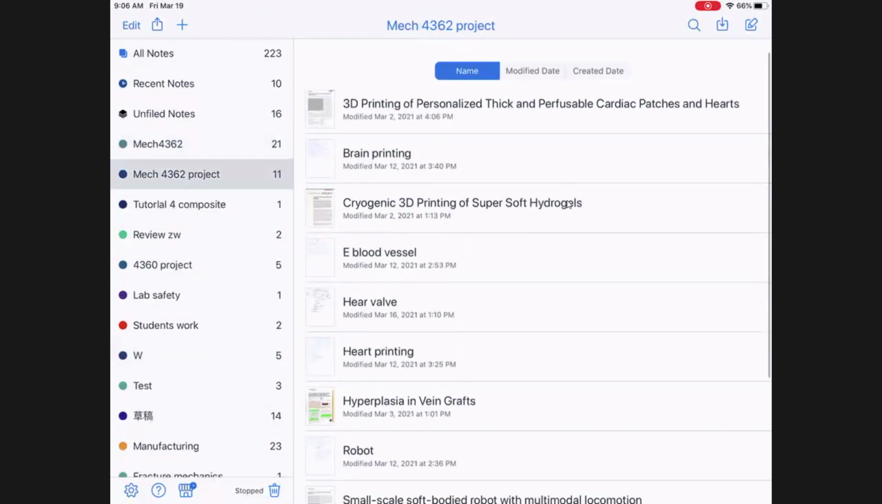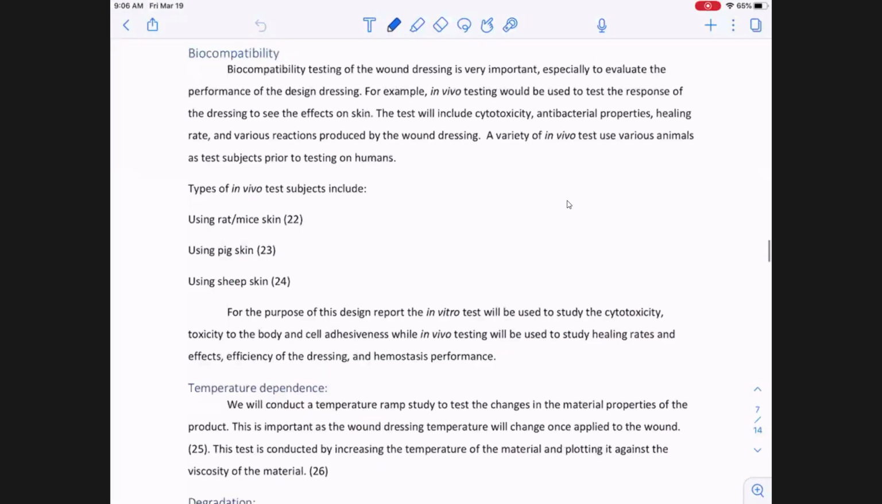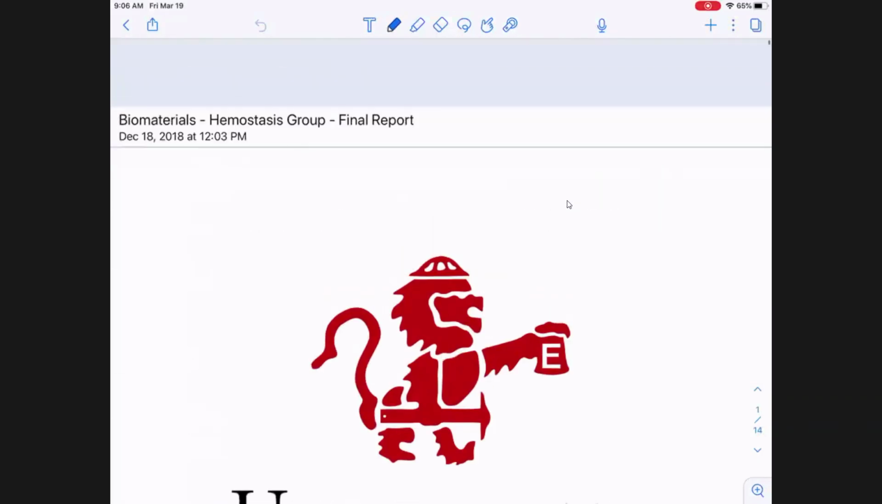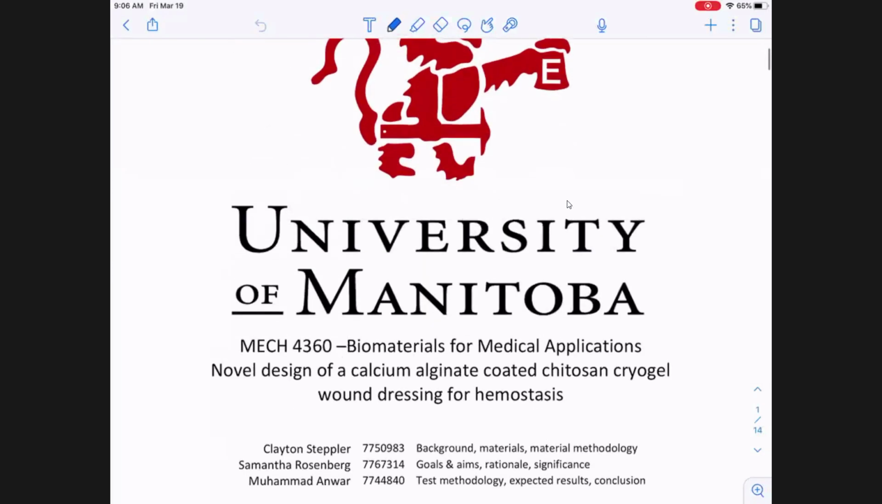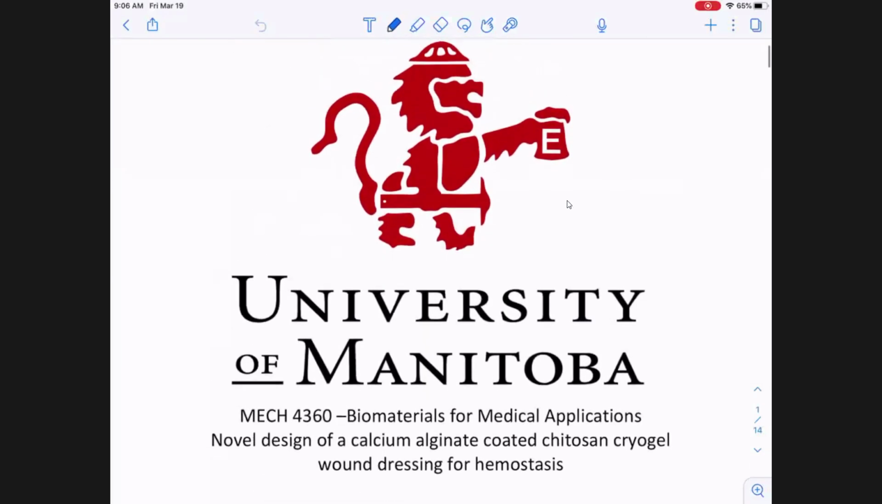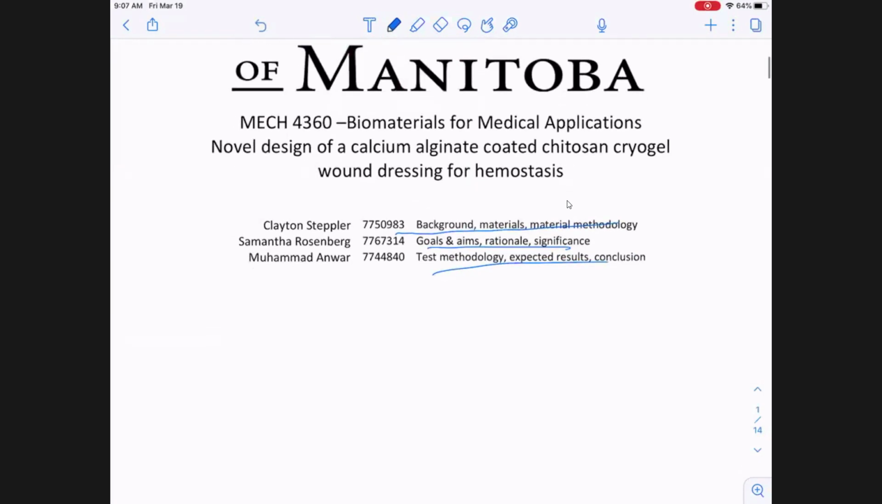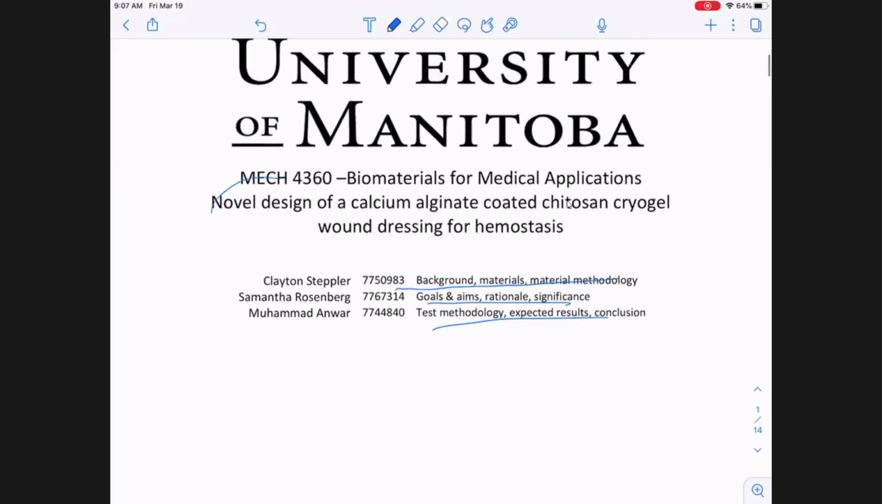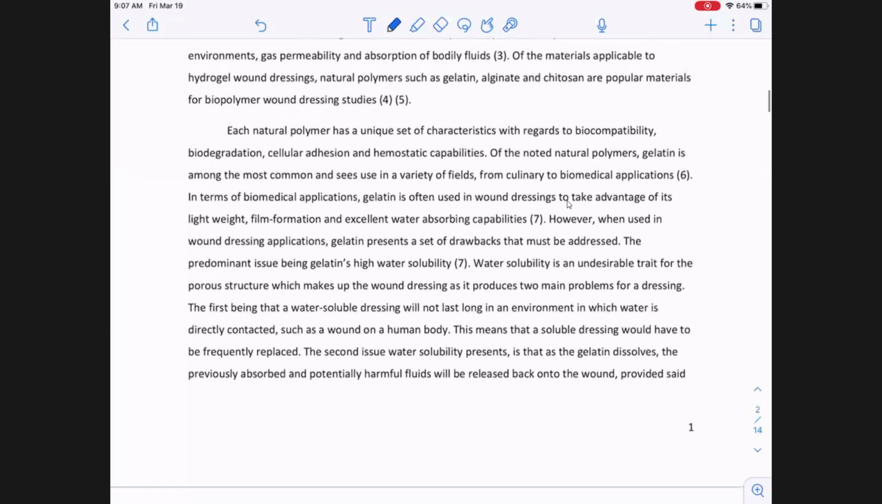That's the previous group's project, from 2018, pretty good. The first page is the title page with the class name. So what's your contribution, right? And the title is one dressing for hemostasis. It mentions quite a few references as background information.